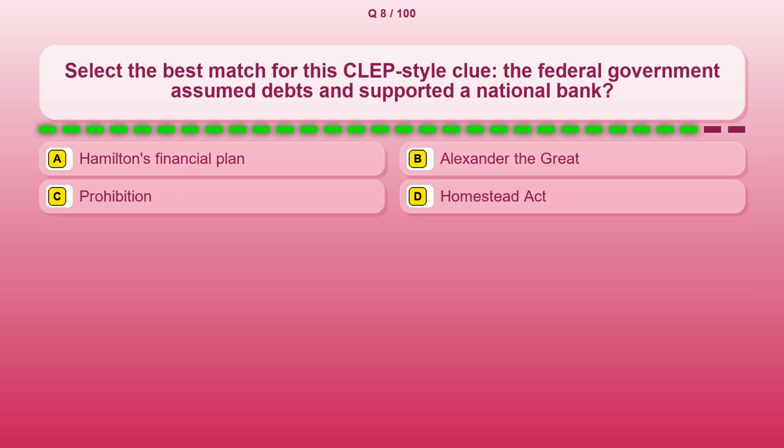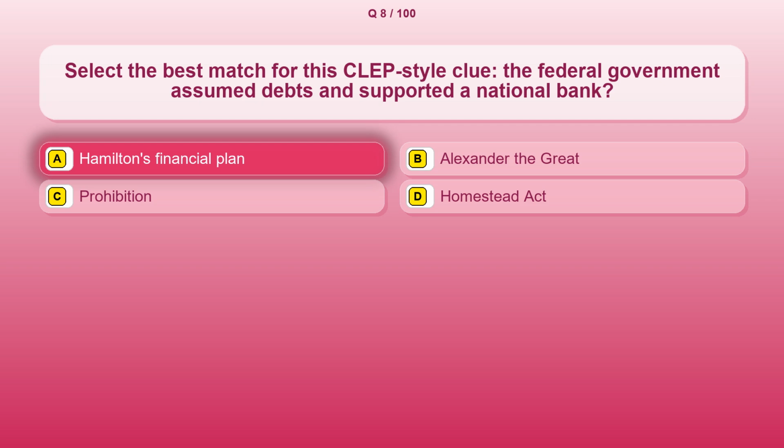Question 8. Select the best match for this CLEP-style clue. The federal government assumed debts and supported a national bank. Option A, Hamilton's financial plan. Option B, Alexander the Great. Option C, Prohibition. Option D, Homestead Act.